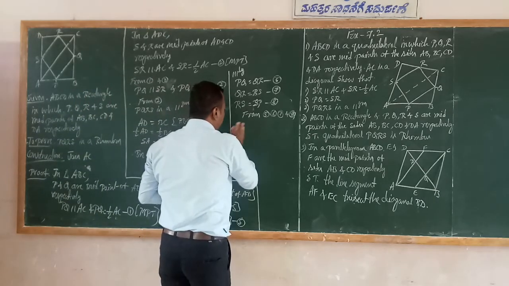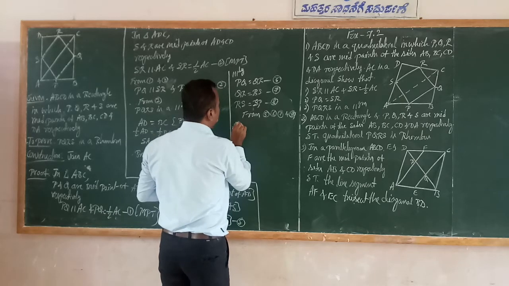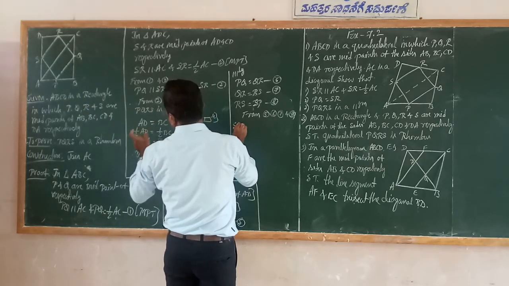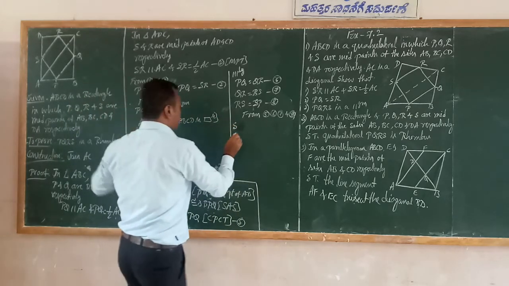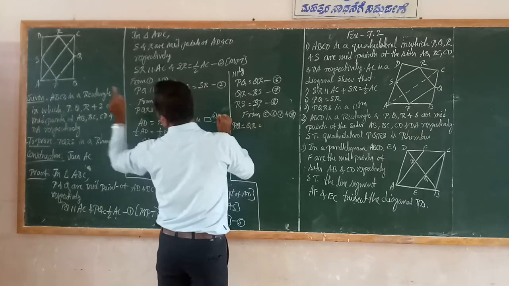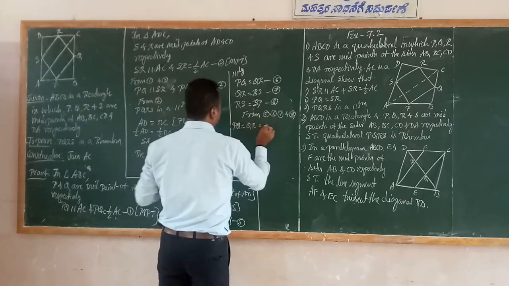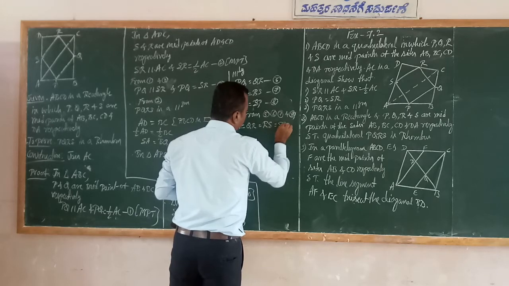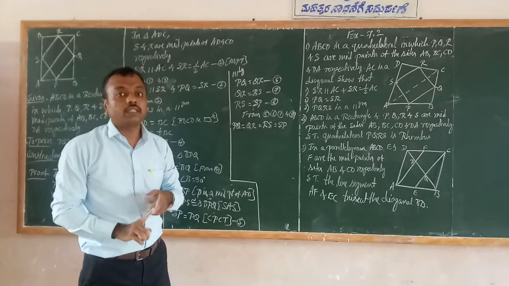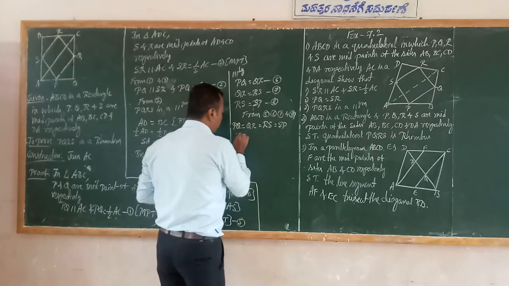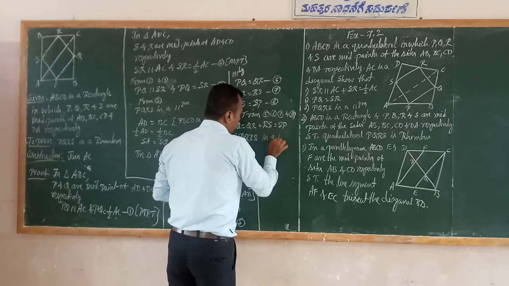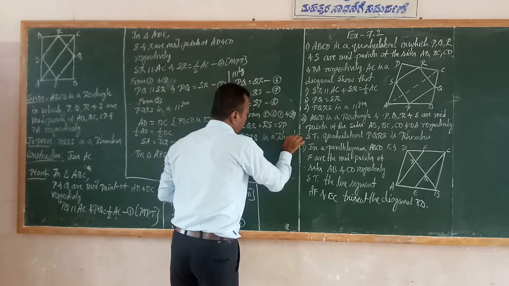That's why PQ is equal to QR is equal to RS is equal to SP. So in any quadrilateral, if all sides are equal, then it is called a rhombus. Therefore, PQRS is a rhombus.